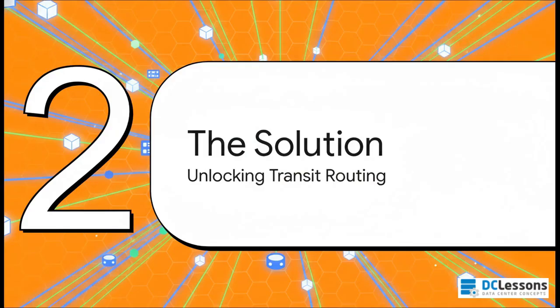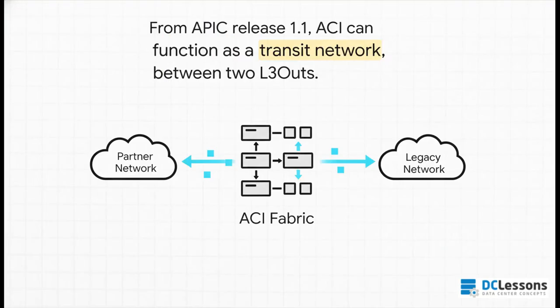So how do we fix this? How do we turn our cul-de-sac into a superhighway? Well, the answer is a feature that completely changes the fabric's personality, turning it from a simple endpoint into a core part of your routing design. And that solution is transit routing. This isn't some brand new feature either. It's been around since way back in APIC release 1.1. It lets the fabric do the one thing it couldn't do before, advertise routes it learns from one L3 out to another L3 out. It basically unlocks its potential to be a true transit network.